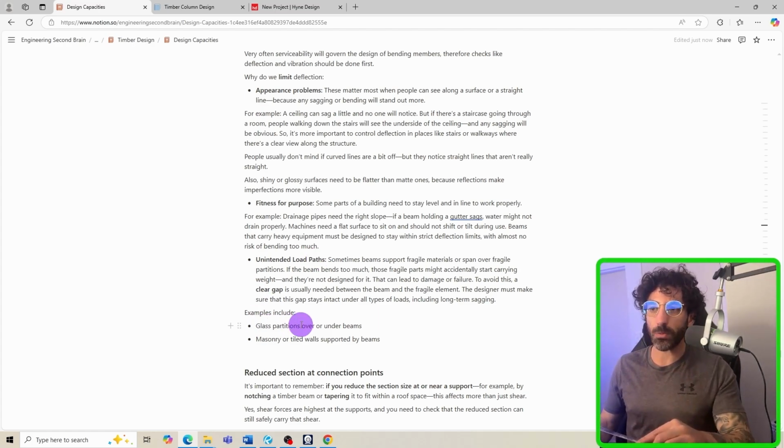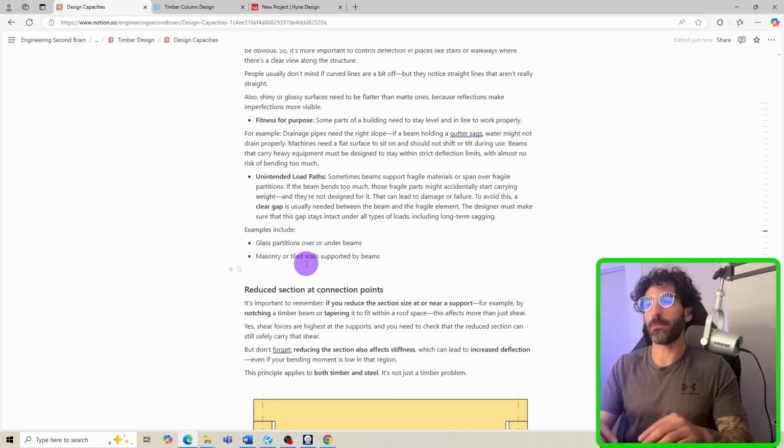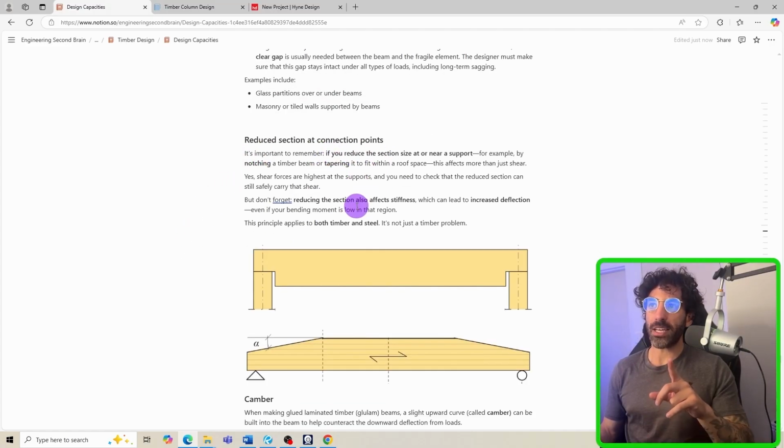Sometimes there is a glass partition over or under the beam, so you do want to limit your deflection so it doesn't crush the glass partition, right? Usually you have a clearance between the partition and the beam. Reduce section at connection points.